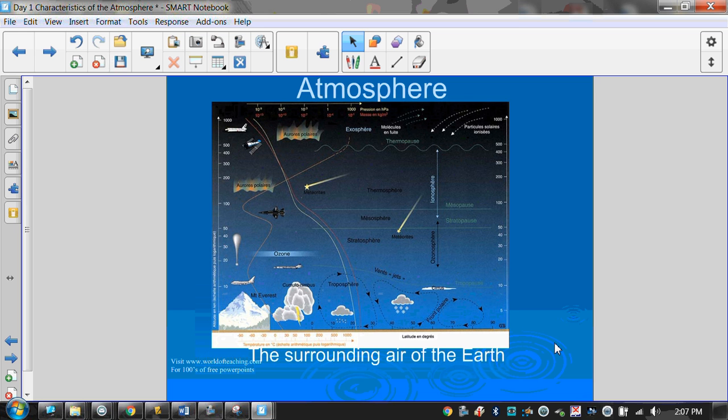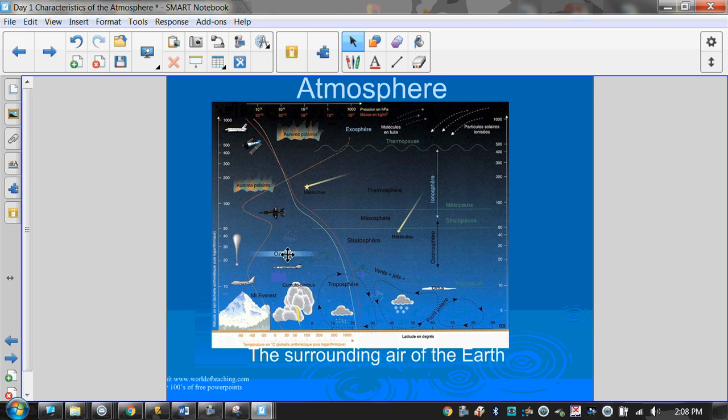So here's our atmosphere. Down here towards the bottom is the troposphere. This is where all weather occurs. This is the part of it that's important to us because it is where all of our oxygen is. It's where the conditions are right for human life to occur, for all life to occur.